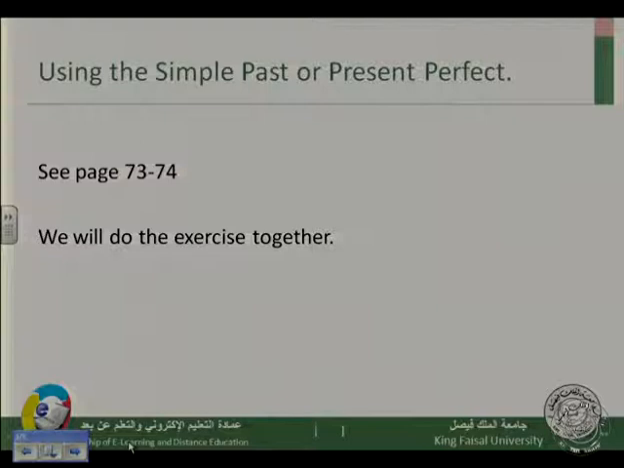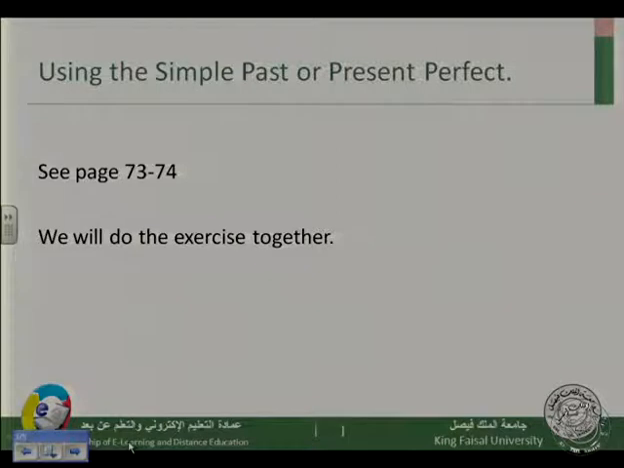You have the simple past tense and the present perfect. When is a good time to use the simple past and when to use the present perfect? So, when to use them. Usage, that's the important bit.